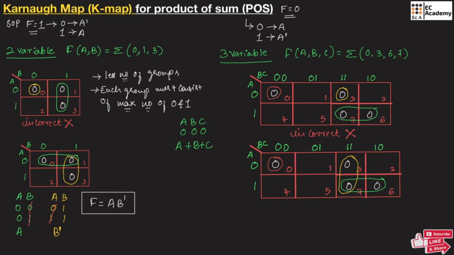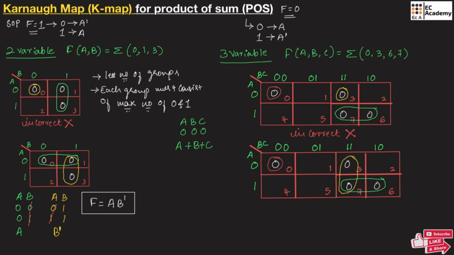So for the given example, for 3, output will be 0. For 5, it is 0. For 7, it is 0. For 8, it is 0. For 10 it is 0. For 11 it is 0. For 12 it is 0. And for 13 it is 0. Now the correct way of grouping is we can group these two zeros first, then we can group these two zeros, then these two zeros, and then these two zeros.